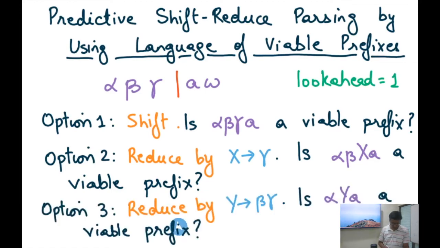Similarly, maybe there's a third option, and that option is yet another reduce, but through a different production. So let's say this reduces Y produces beta, gamma. In this case, I want to reduce beta, gamma to a single non-terminal Y, and so I'm going to get alpha, Y on my stack, and A is the lookahead terminal. And so I want to ask the machine, is alpha, Y, A a viable prefix? If the answer is no, then this option can be ruled out.